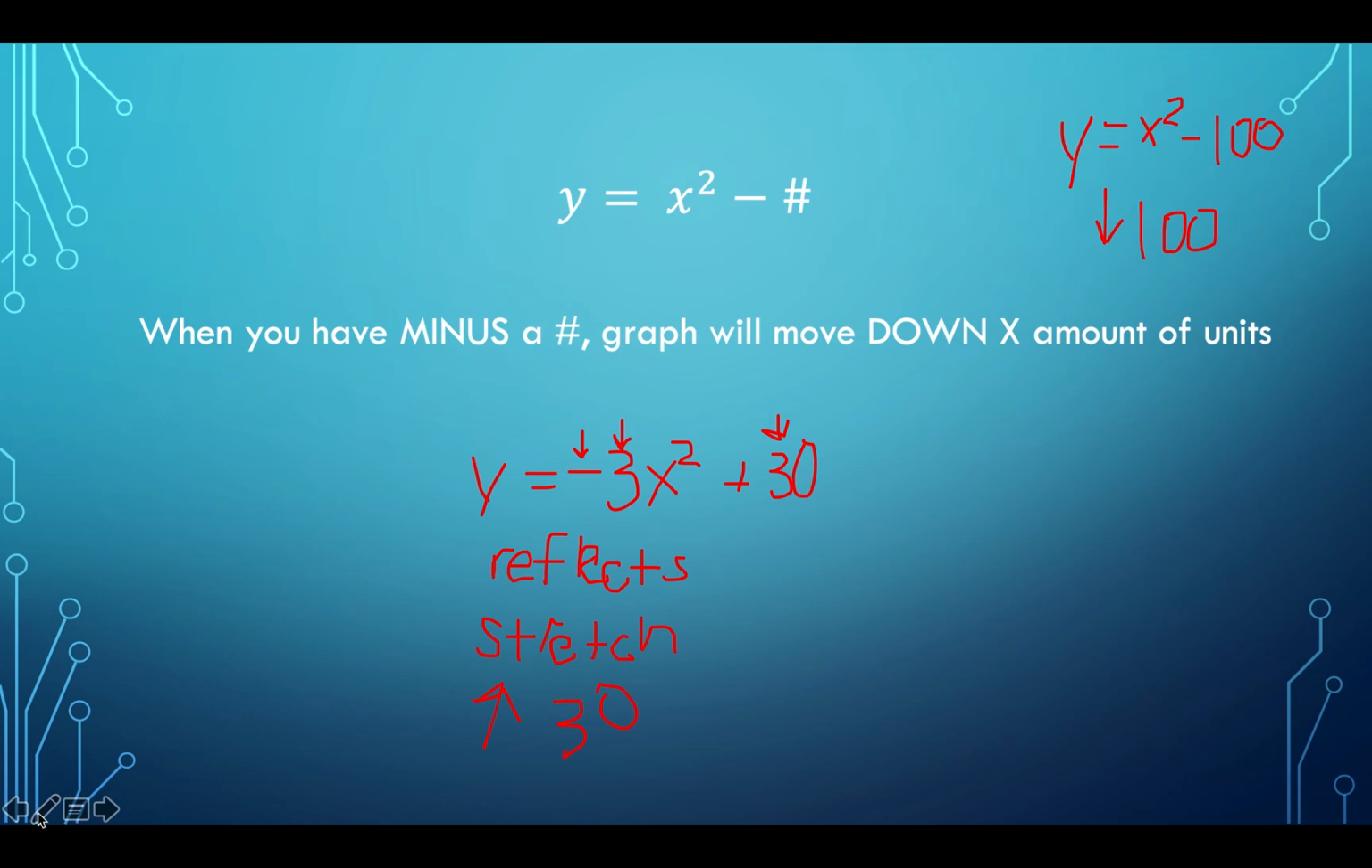So that's pretty much the basic graph transformations. Negative means it reflects, and then a number in front of x squared, if it's a whole number, means it stretches. If it's a fraction, it compresses, and then to the right of x squared, you'll have plus or minus a number. If it's plus, it goes up. If it's minus, it goes down.